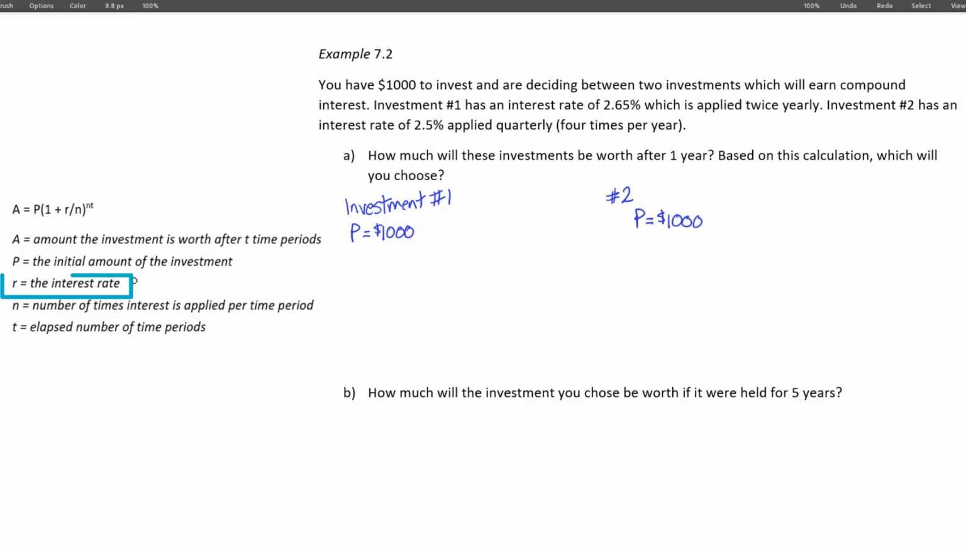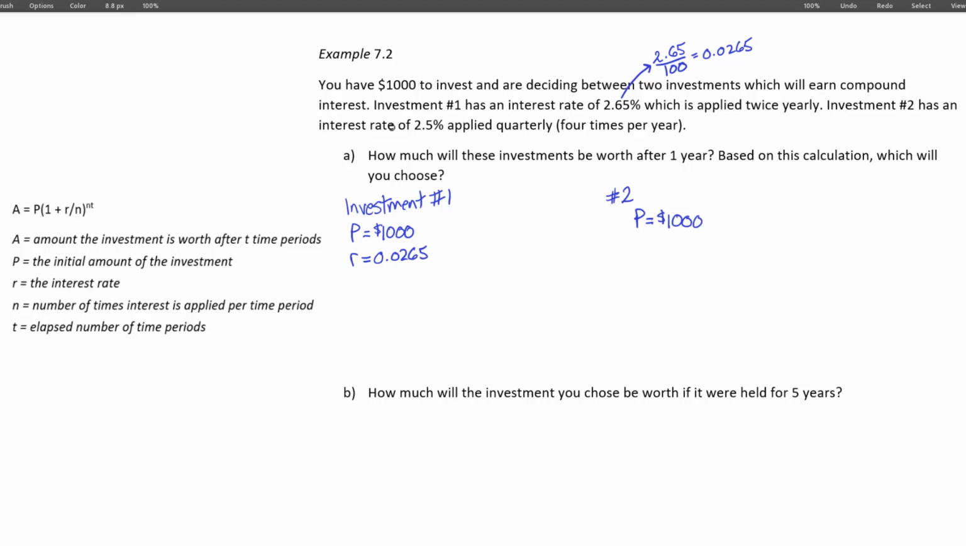Now we have R, the interest rate, to identify. So investment number 1 has an interest rate of 2.65%. We know we can't just plug in 2.65 as R. We have to make sure to treat that as a mathematical percentage. So this is 2.65 divided by 100. That's what percent means, which equals 0.0265. So R for investment number 1 is 0.0265.